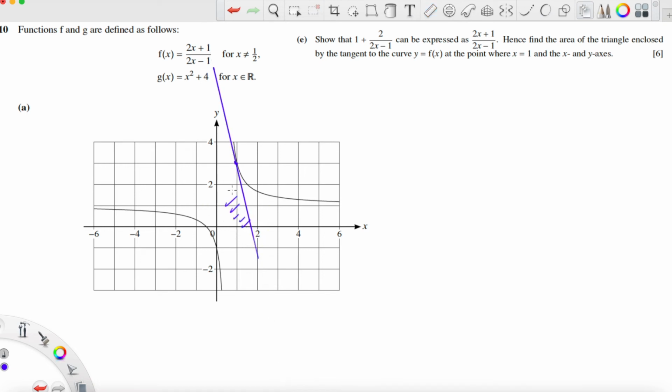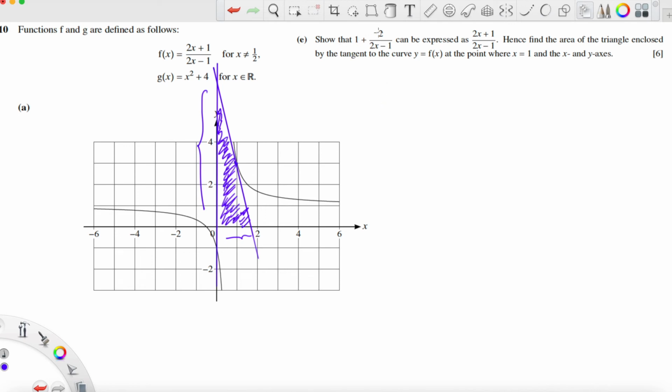Now the required, if I extend also the y-axis for you to clearly see the triangle here. This is the triangle. So in order to find the area, we need to first have the equation of this line, which is the tangent to the curve, in order to find base and height. Then you can simply find the area.